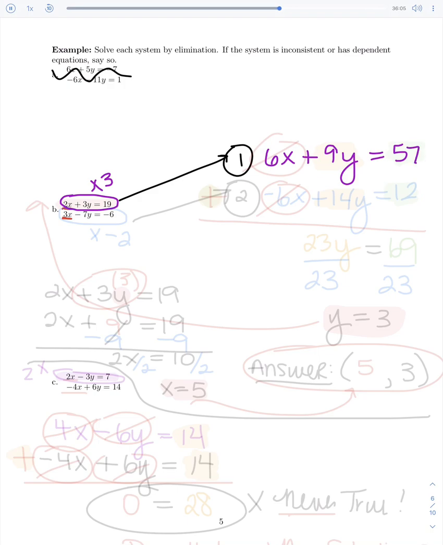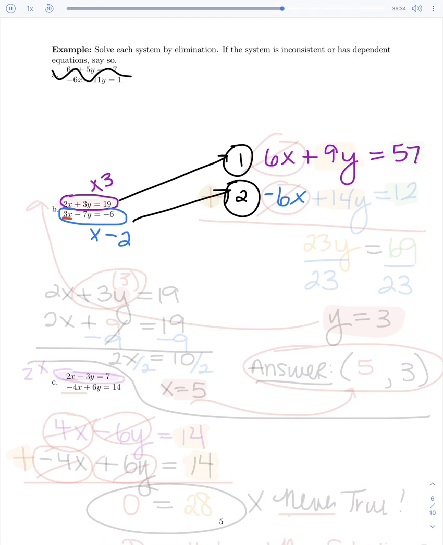Now, I need to do the same thing to the second equation, but remember, I need one equation to have the positive 6x, and I need the other equation to have a negative 6x so that when I add them, they eliminate. So to get the 3x to turn into what I want, a negative 6x, I actually have to multiply the whole thing through by a negative 2.